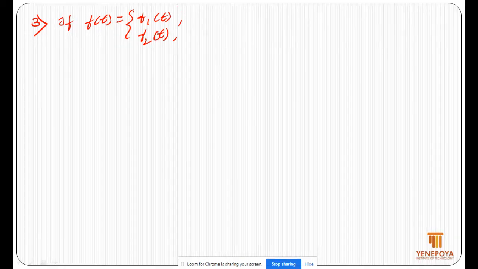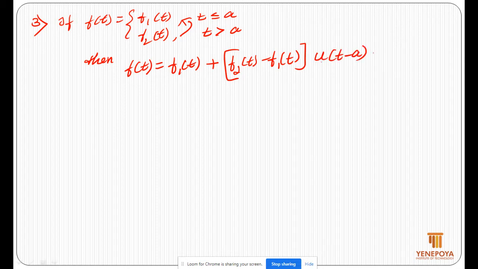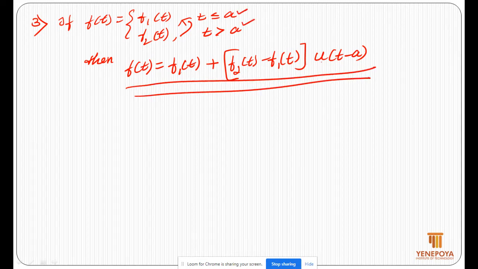Next, my third property is: if f of t is f1 of t and f2 of t respectively in the intervals t less than or equal to a and t greater than a, then you can express this f of t in terms of the unit step function as f1 of t plus f2 of t minus f1 of t times the unit step function at the point a, u of t minus a, expressing the given f of t in terms of unit step functions.